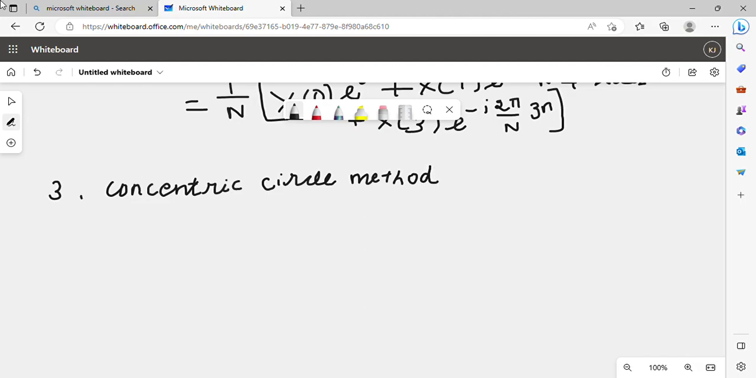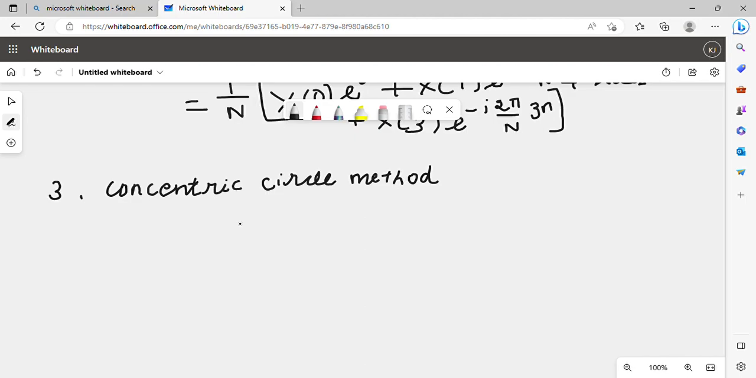Okay. So for your concentric circle method, you have a formula. What is the formula for the concentric circle method? That formula for your concentric circle method is, just a minute students, I'm so sorry, wait for a minute, really sorry.